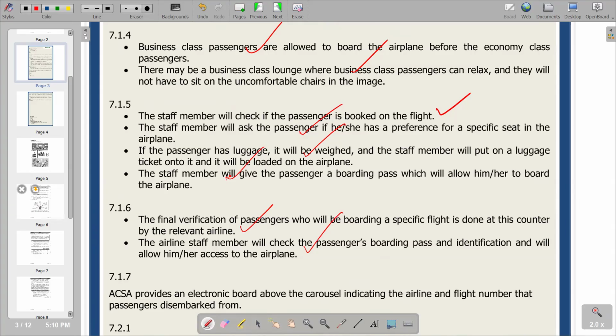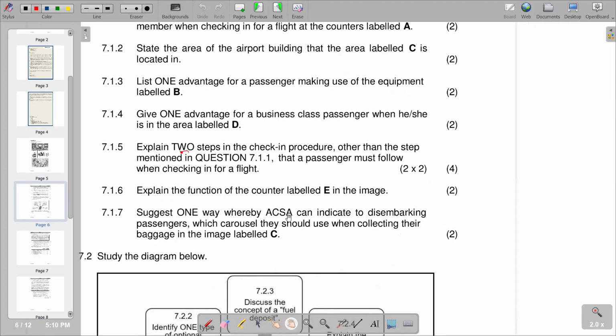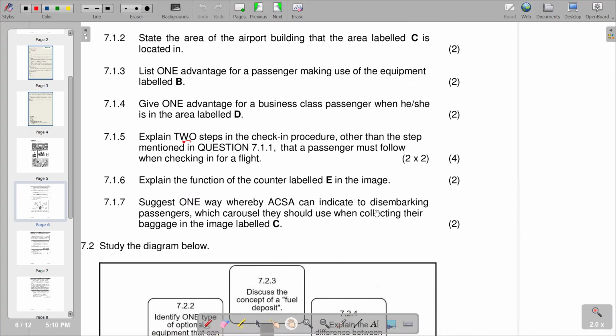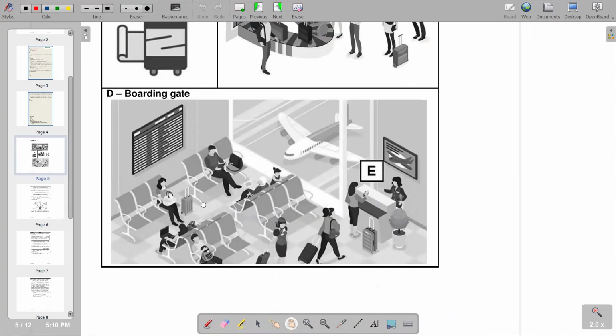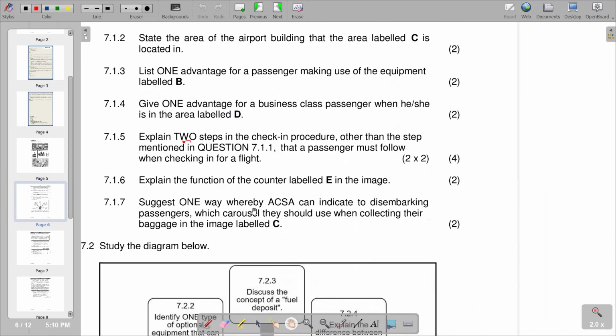Then we have 7.1.7, which reads: suggest one way in which AXA can indicate to disembarking passengers which carousel they should use when collecting their baggage, in the image labeled C. We are here, and the question is saying state one way where AXA can indicate it to disembarking passengers. So we are going to say that they will obviously use an electronic board.